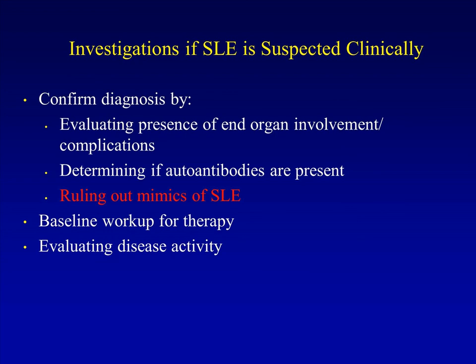Now, part of confirming the diagnosis is also the need to rule out mimics of SLE. This is particularly important because the diagnostic criteria for lupus are actually syndromic. They're based on the phenotype and not on one underlying pathogenic mechanism. And because of this, it's important to rule out mimics of SLE, which can look like SLE clinically and even fulfill criteria, but actually be due to another underlying cause.